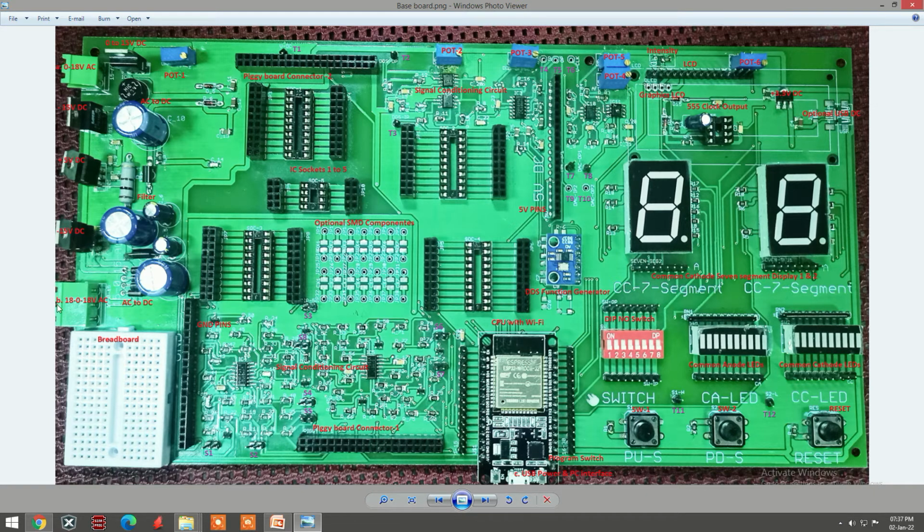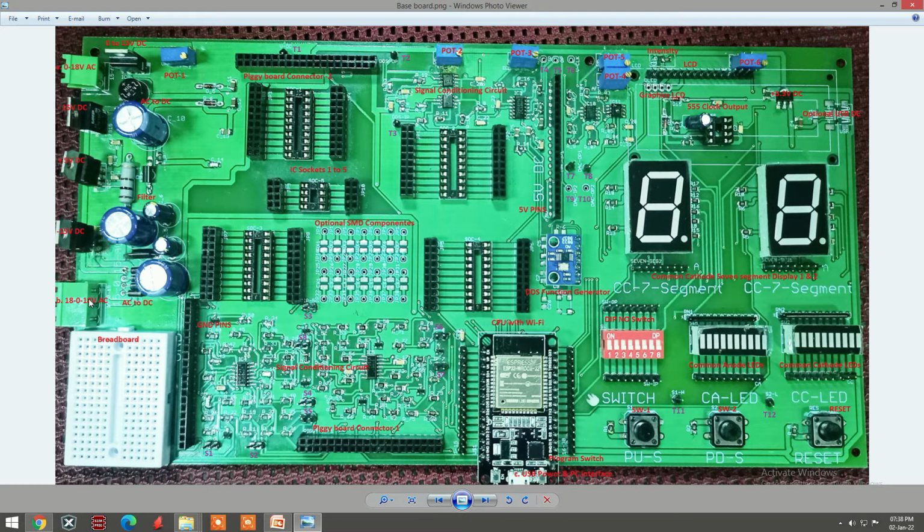There is another socket, this one. The difference between this and this is that one is a 2-pin socket and this is a 3-pin socket. The 3-pin socket is 18 volts AC. So connect this connector here. Then this entire board will get 0 to 18 volts AC here and 18 volts AC here.